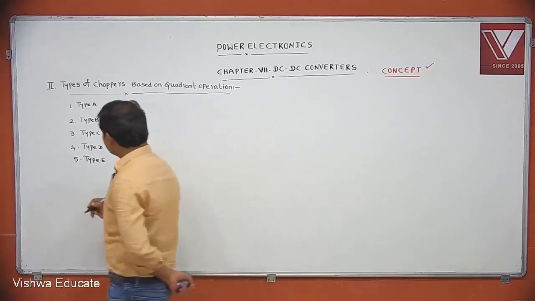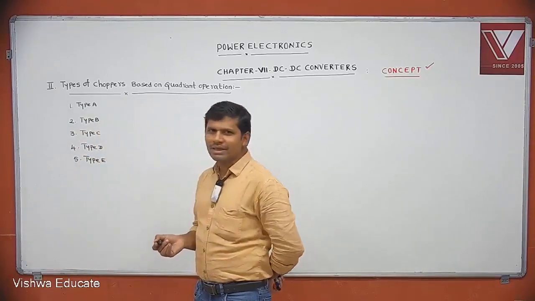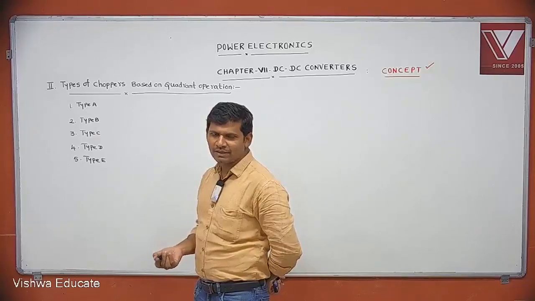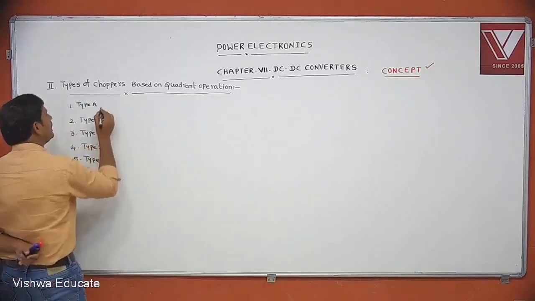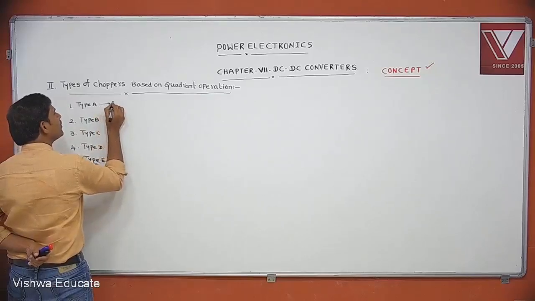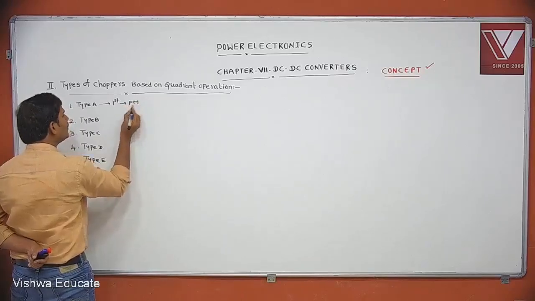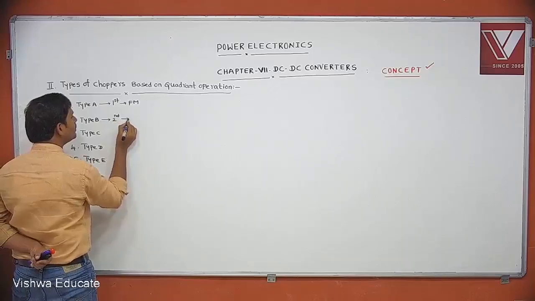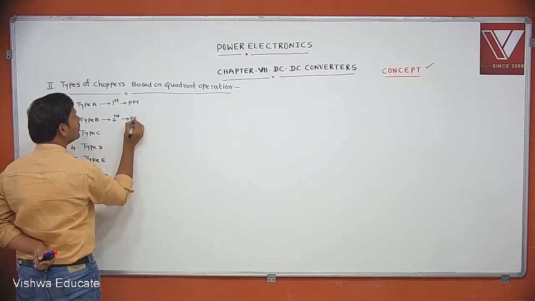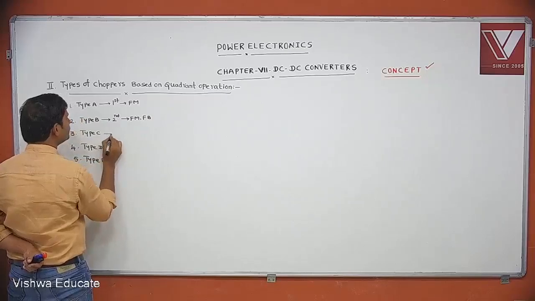Sometimes it is also remembered as class A, class B, class C, class D, class E. That is also correct. Type A is first quadrant, used for forward motoring. Type B is second quadrant chopper, used for forward braking.